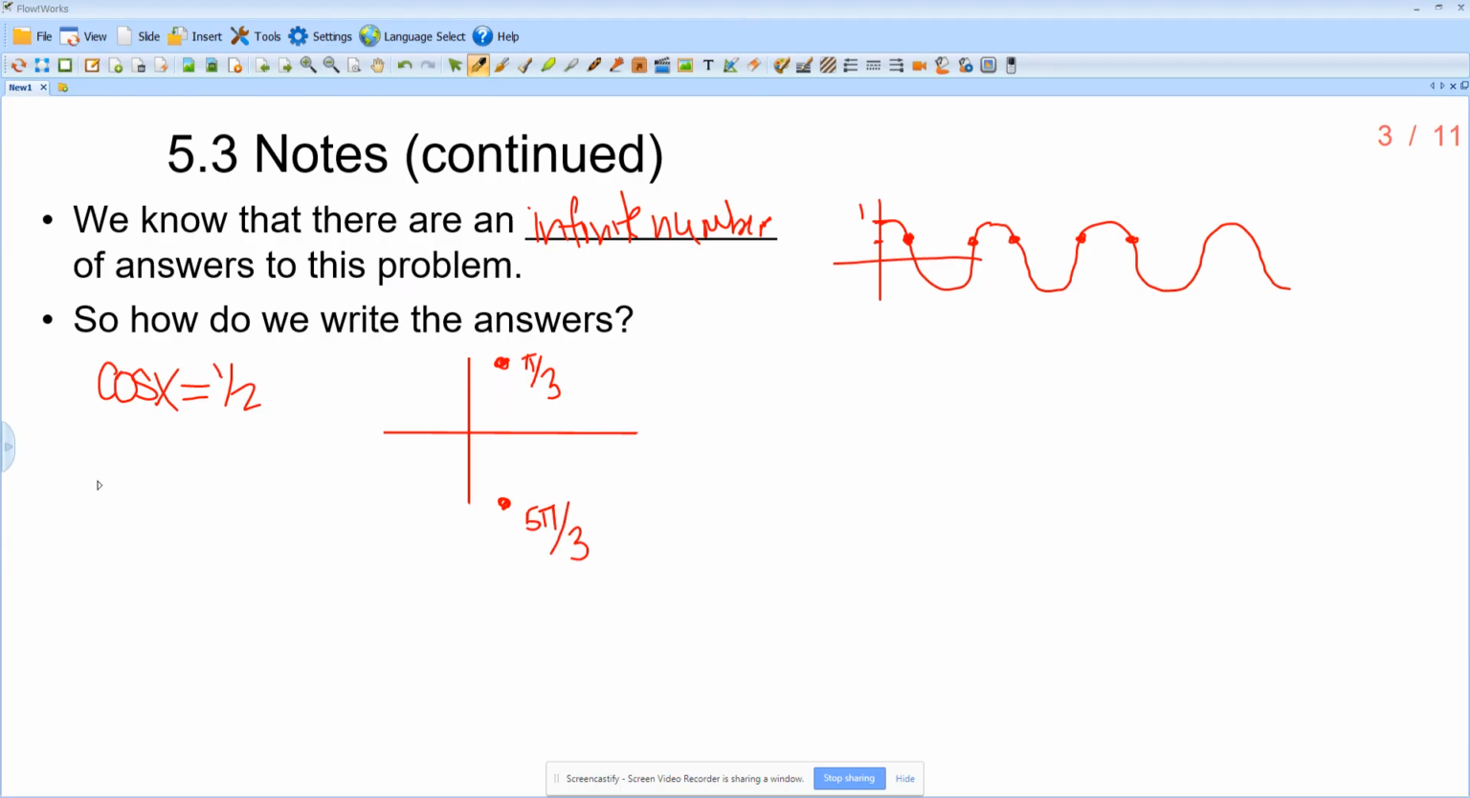So we would say x equals pi thirds and x equals 5 pi thirds. But there's an infinite number of answers. So it's not like I just get pi thirds and 5 pi thirds, because it's going to keep repeating. Here was pi thirds, here was 5 pi thirds. Here was some other thing and some other thing, and so on and so forth.